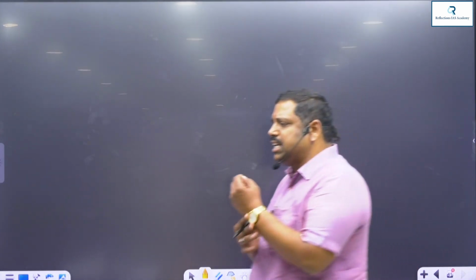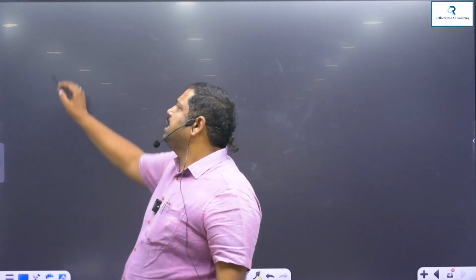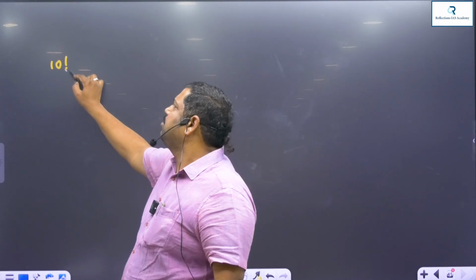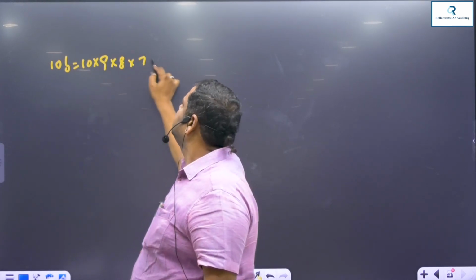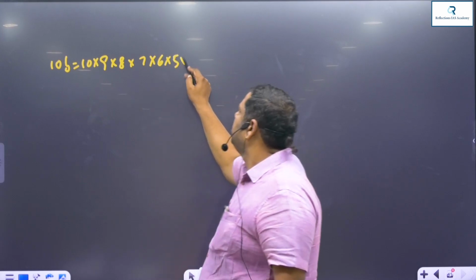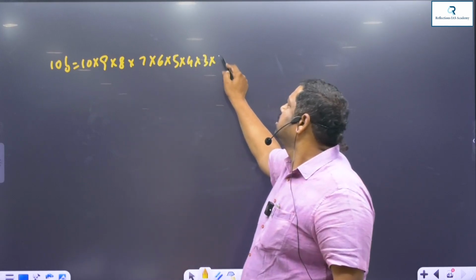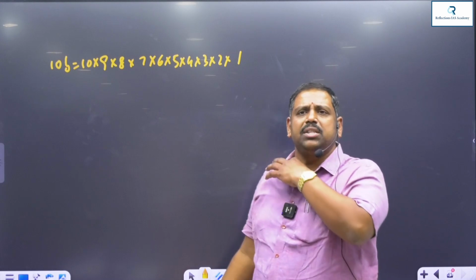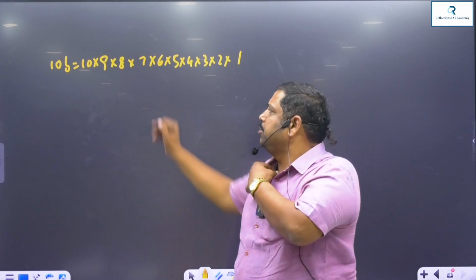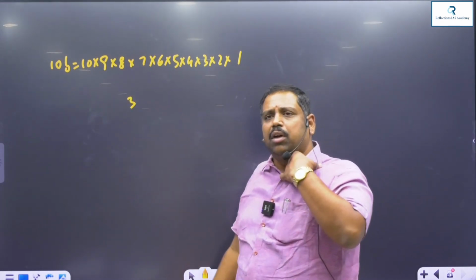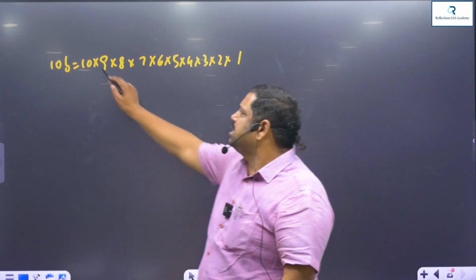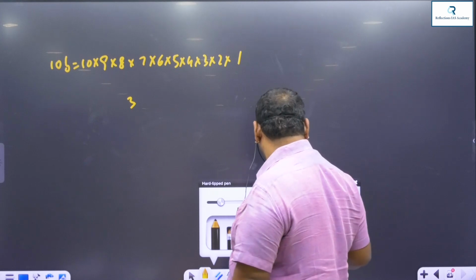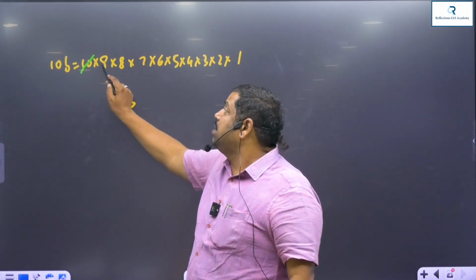The next concept is highest power. Highest power means, suppose I have taken 10 factorial, so I have to write 10 into 9 into 8 into 7 into 6 into 5 into 4 into 3 into 2 into 1. Right or wrong? Now suppose he is asking what is the highest power of 3. So only 3s you have to consider. 10 doesn't have 3, right? Then happily leave it.